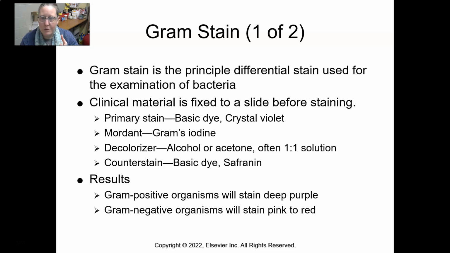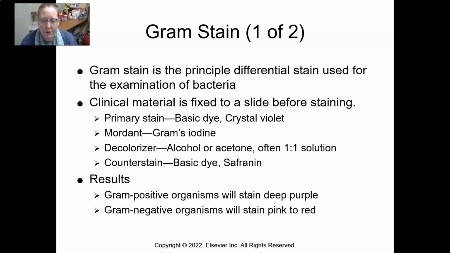The mordant, which makes the Gram stain stick, so the crystal violet stick, is called Gram's iodine. And then you have to do a decolorizer to remove the stain from the gram-negative organisms. We usually use alcohol or acetone, and it's often in a 1-to-1 solution. You want to drip it slowly at a 45-degree angle for maybe 20 to 30 seconds. You want the decolorizer to run clear. There's also wash steps in between each of these stains and the decolorizer.